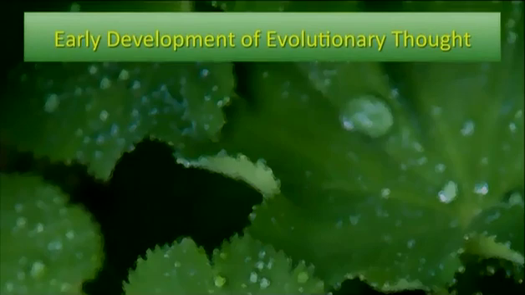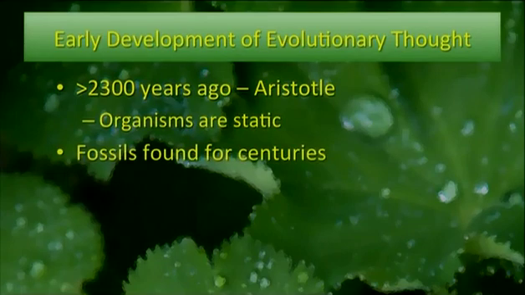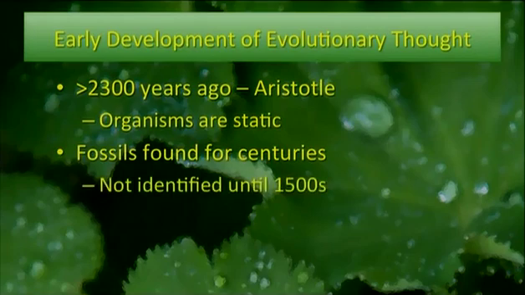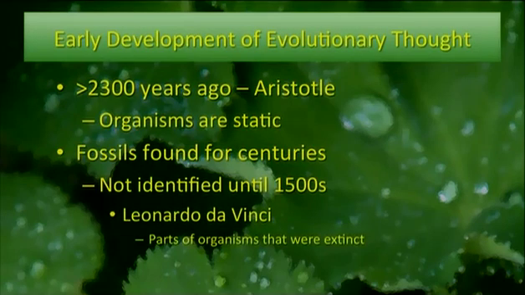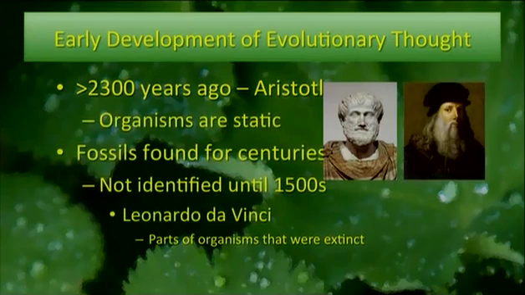Now changing the subject. We have the early development of evolutionary thought. More than 2,300 years ago, Aristotle thought that organisms are static, that they do not change. Fossils had been found for centuries, but not identified as such until the 1500s, by Leonardo da Vinci, the genius, who figured out that there are parts of organisms that were extinct. So there's Aristotle, and there's Leonardo da Vinci.